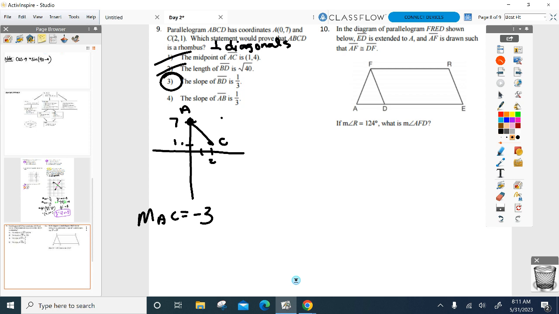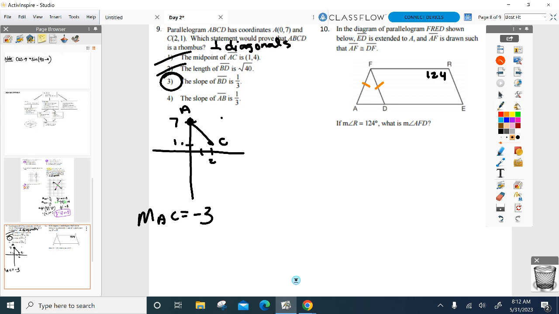All right, ready to get on cruise control here. Parallelogram, so let's know our properties. Angle R, 124. Boom. AF congruent to DF. What's angle AFD? Everyone see AFD up top? All right, get there for me.